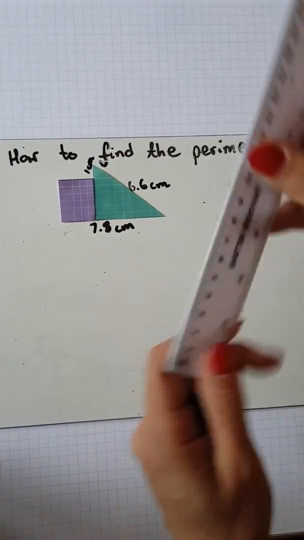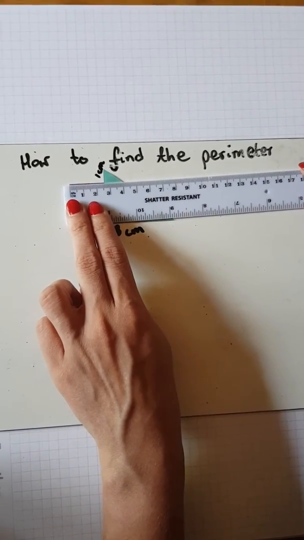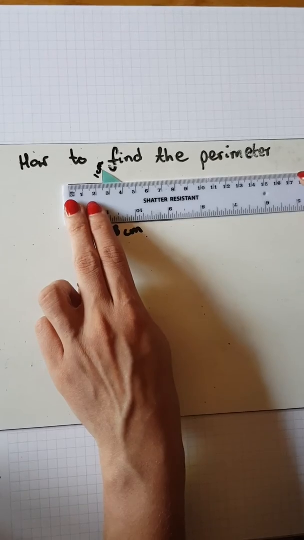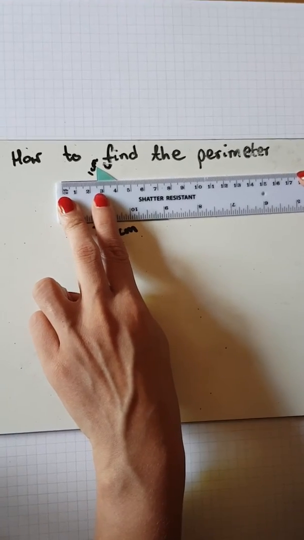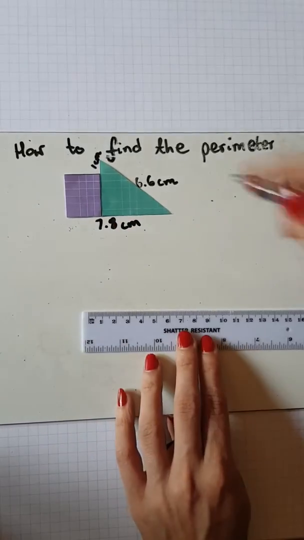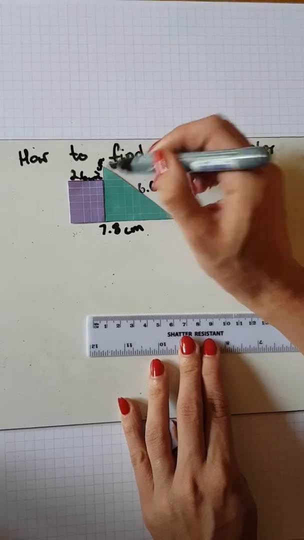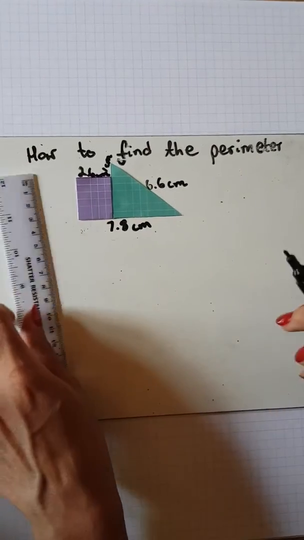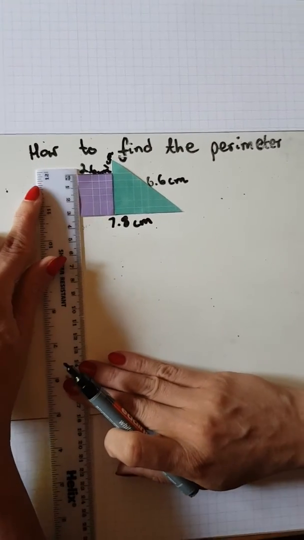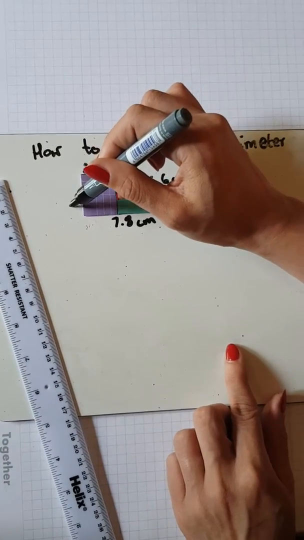And then two more sides to measure again. Need to make sure I'm going to do it accurately, so I'm going to align the ruler. This side is 2.6 centimeters. And my last side, 3.1 centimeters.